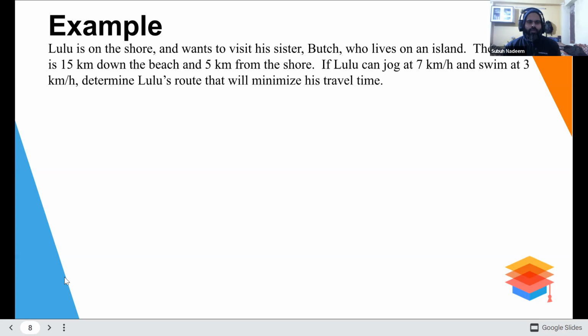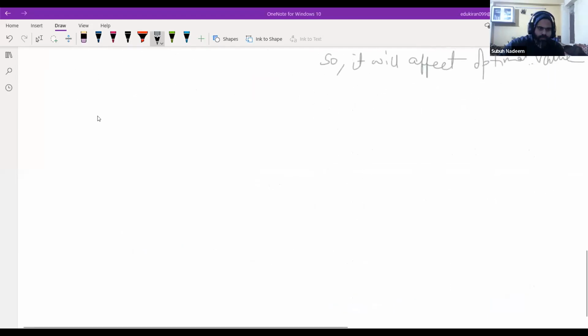15 kilometers down the beach, fine. And 5 kilometers from the shore, fine. Okay. So what it is trying to say, here again we need to optimize, and what we need to optimize is the travel time. That is, time should be minimum. So let us first draw a figure of this so that we will be able to understand.